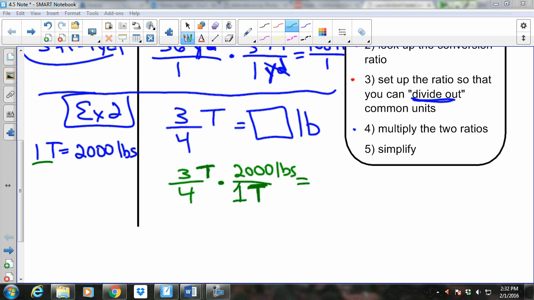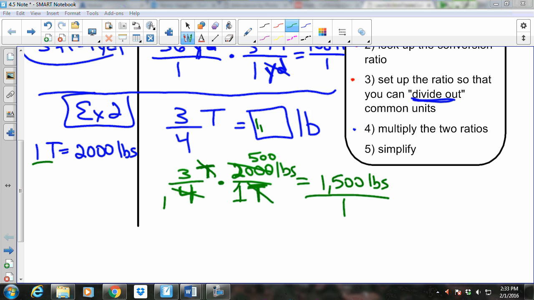3/4 of a ton times this, so we can divide out those. And let's see, any cross simplifying or dividing out opportunities? 4 and 2,000. Yeah, 4 goes into 2,000. 4 goes into 4 one time. 4 goes into 2,000 500 times. Now we multiply straight across. 3 times 500 equals 1,500 pounds. And then that's 1 on the bottom.